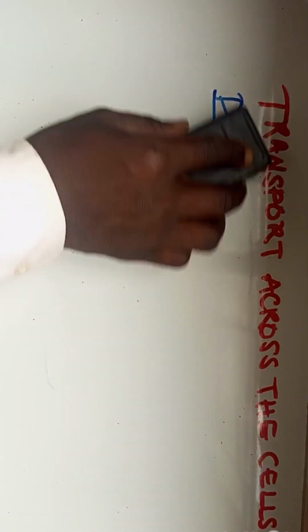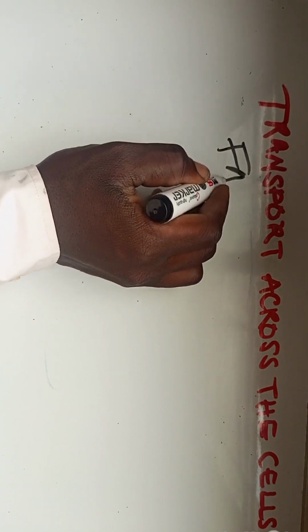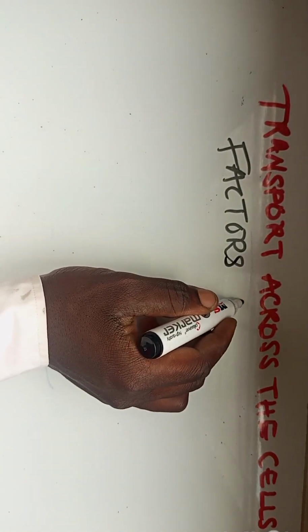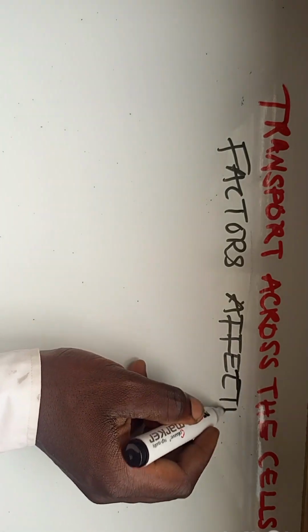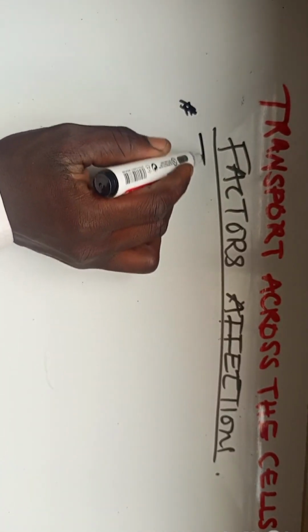So now there are some things which we need to consider. There are factors which affect the rate of diffusion. When I say factors, they can be either positive or negative. So some of the factors which affect the rate of diffusion are these. Number one, we have temperature.